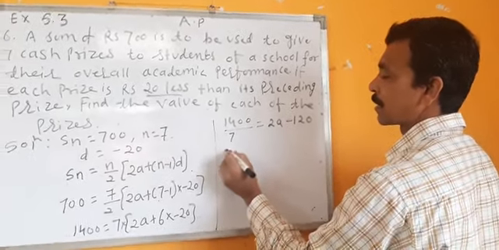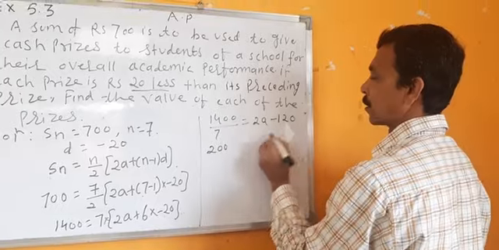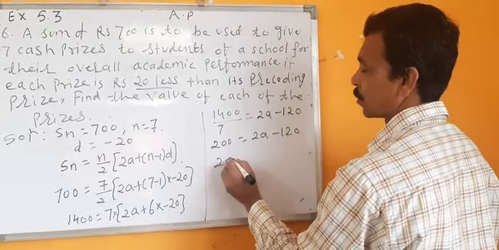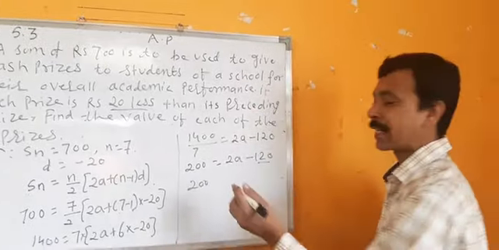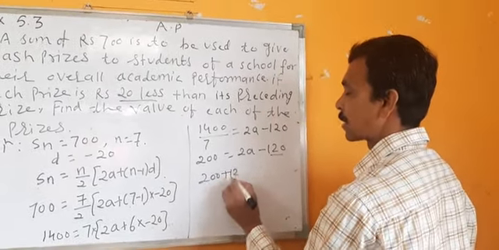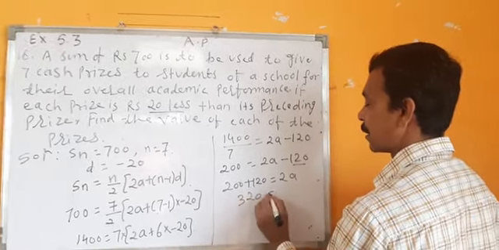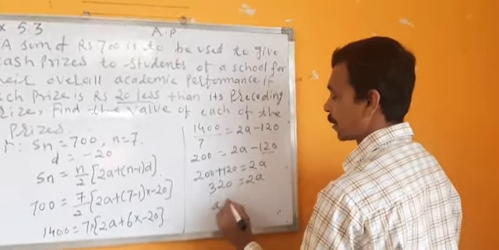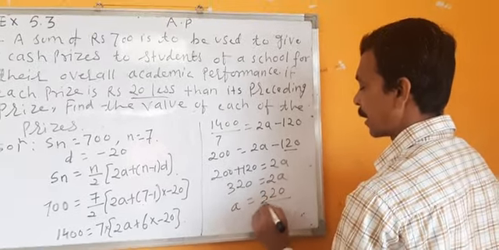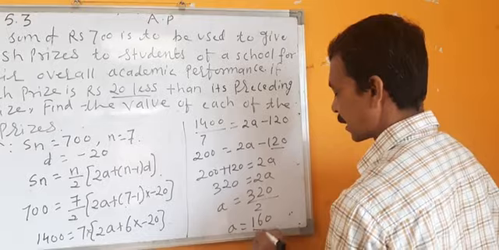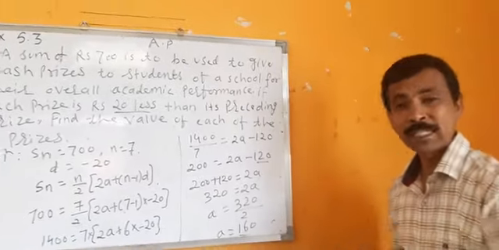1400 by 7 is 200, is equal to 2a minus 120. 200. This minus 120 goes to the left-hand side, becomes plus 120. It is 320 is equal to 2a. a is equal to 320 upon 2. a is equal to 160. a is 160.